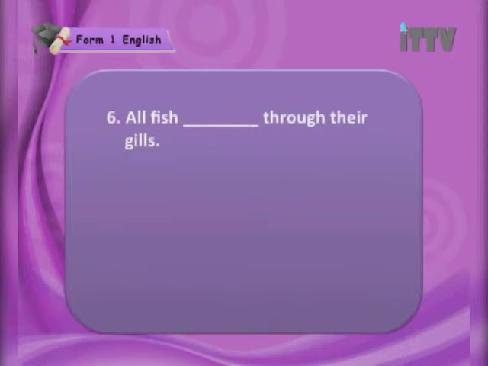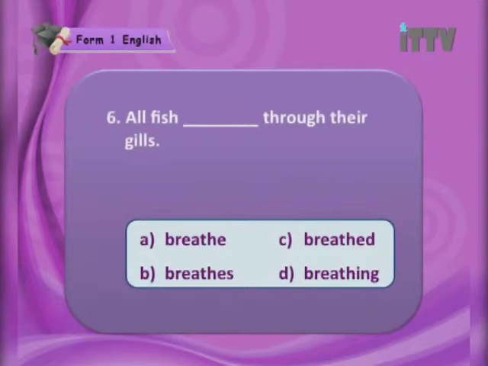Now, moving on to question 6. Question 6. All fish blank through their gills. A, breathe. B, breathes. C, breed. D, breathing. You may write down your answer now.